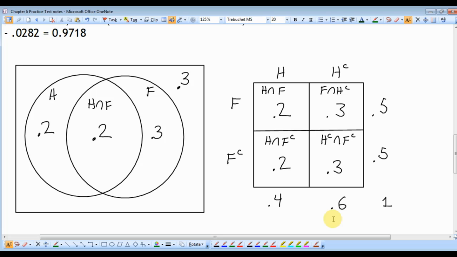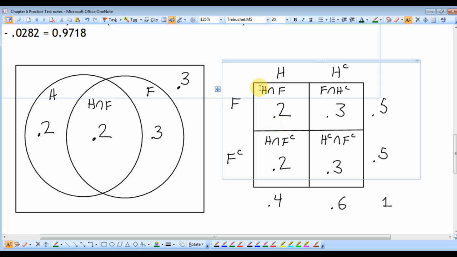Okay, let's finish this up, everybody. Once I've figured that out, again, just like in the traditional Venn diagram, I do want to start with the intersection if I have an intersection. So the intersection here of Harvard and Florida is 0.2.